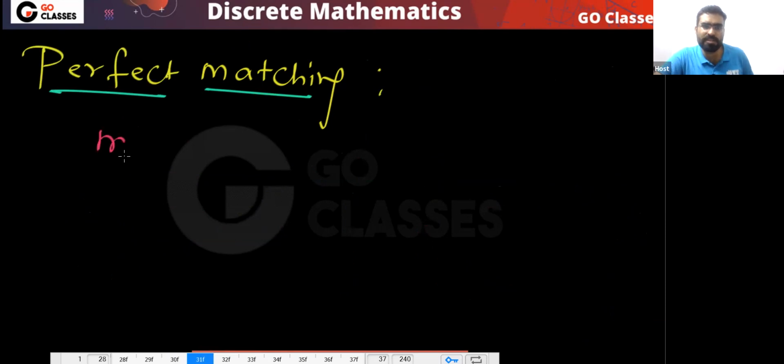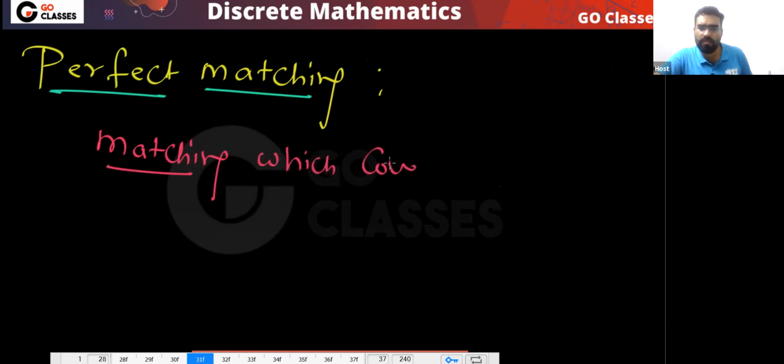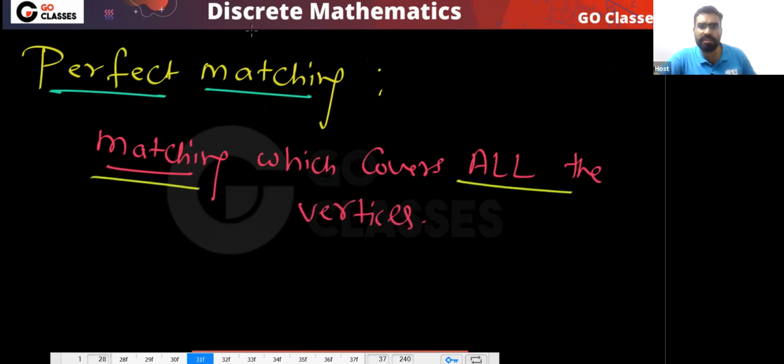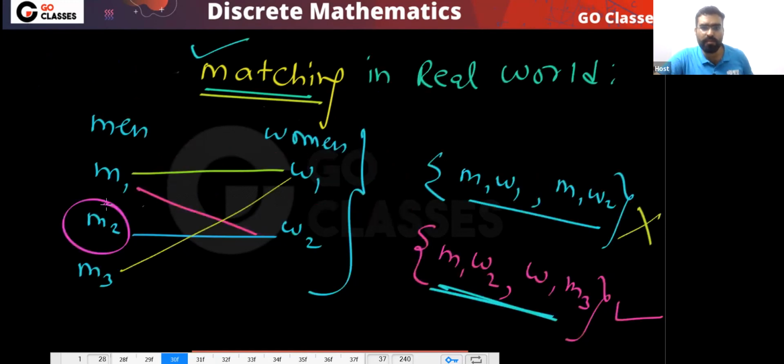Perfect matching means a matching which covers all the vertices. Okay, very simple. So this is the idea, because here you can notice M2 is not covered. So this M2 is unmarried. I can say M2 has no wife.